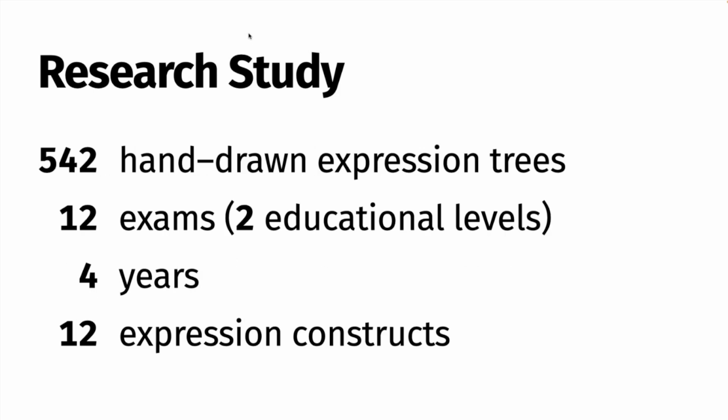We have a corpus of 542 hand-drawn expression trees collected from 12 different exams of university courses at 2 different educational levels, in which this notional machine was used throughout the course. So the students were already familiar with it. The exams were across 4 different years, and the expression trees of all the exams in total involved 12 different expression constructs, meaning 12 different concrete language constructs from the actual Java specification.